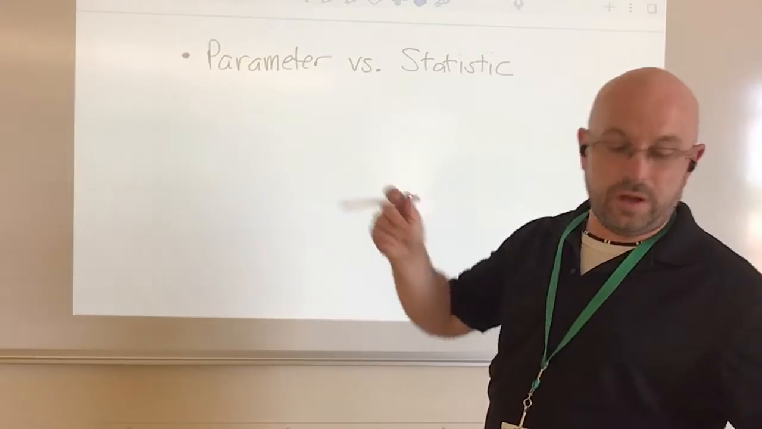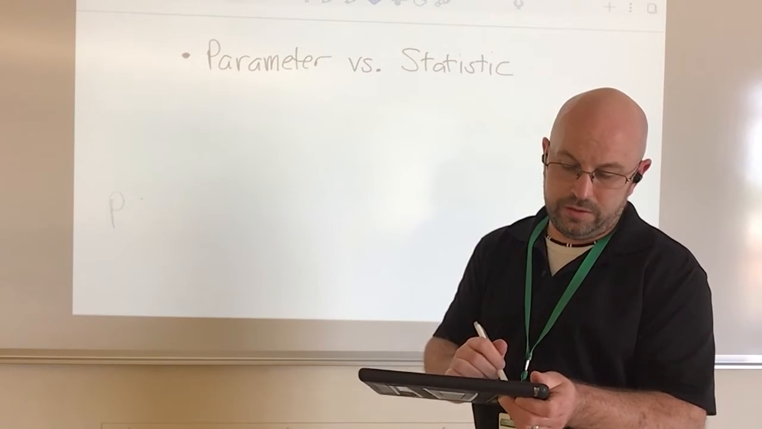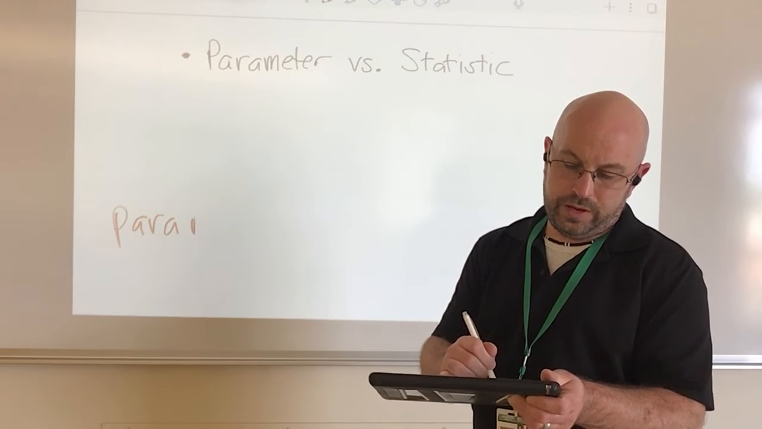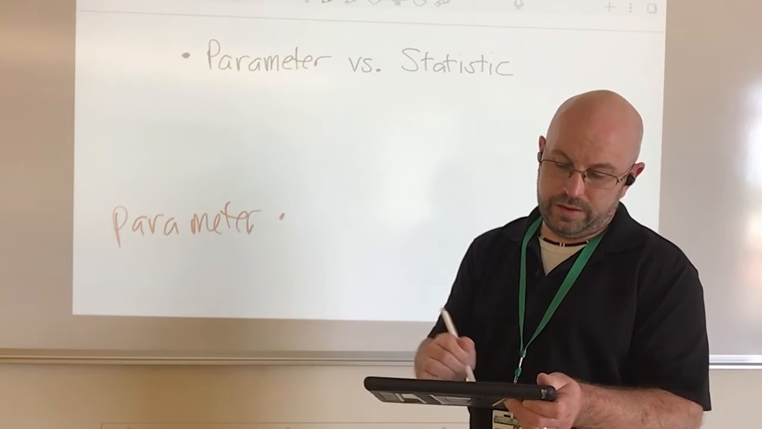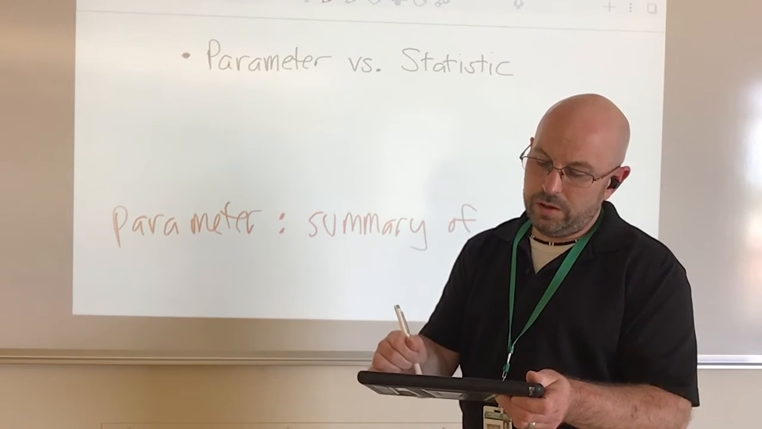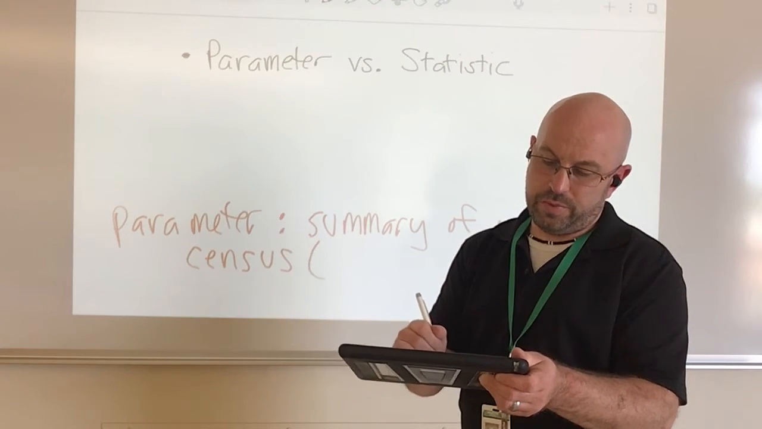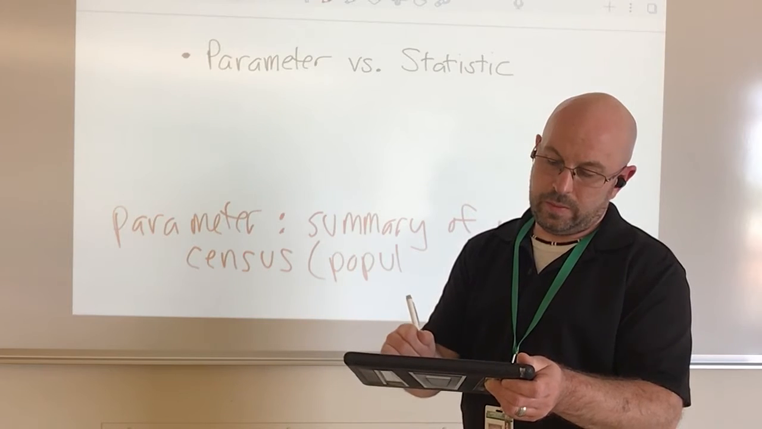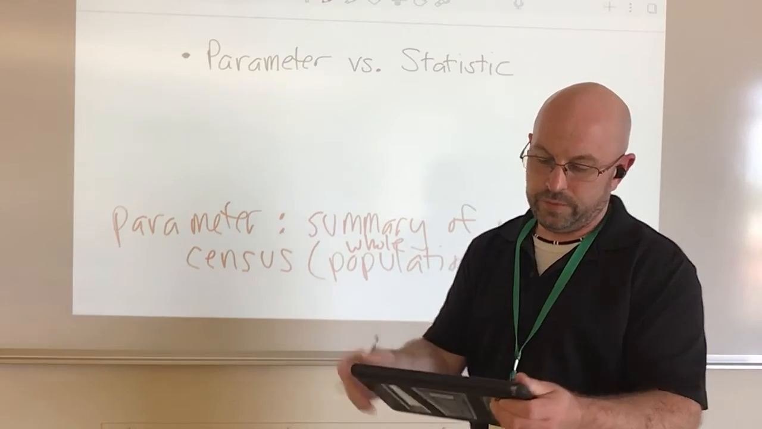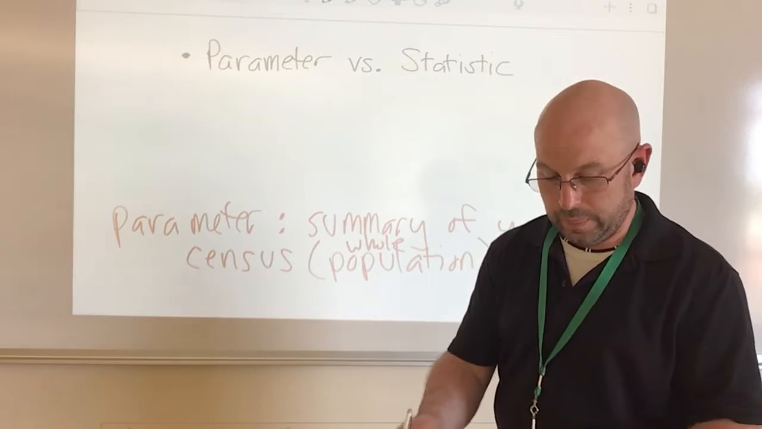That is a parameter. A parameter is, I'm going to do this in red again, color coding my stuff here. You can do that too. A parameter is a summary of your census, your whole population. I'm going to put whole population here. So a parameter is a summary of your whole population if you do that census, right?